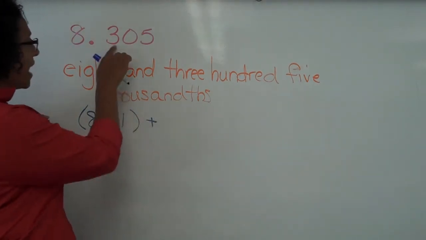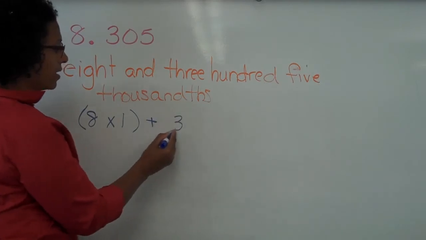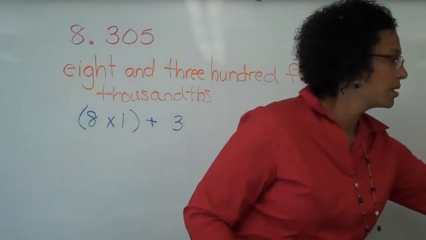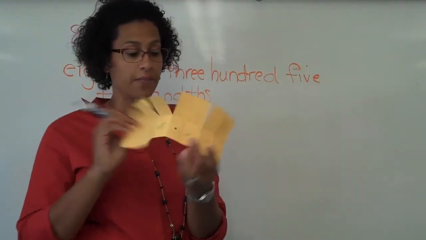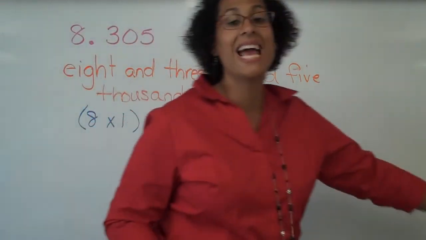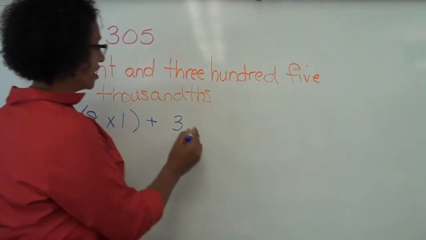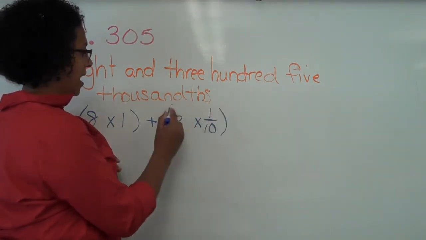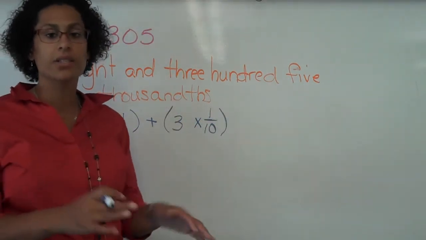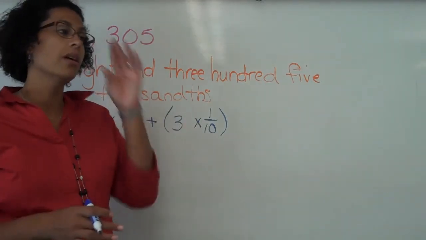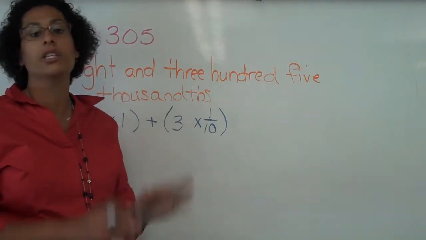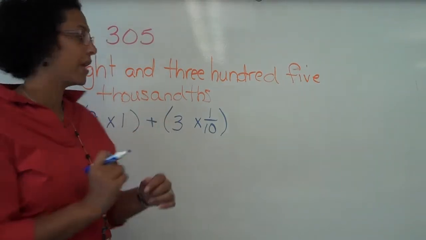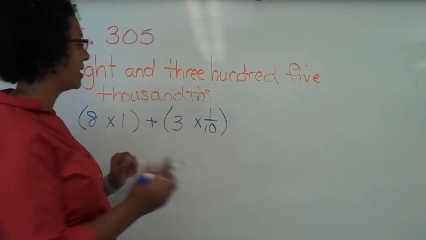Now, we have this 3. So this is where this is going to come in handy. So my 3 falls in the tenths place. So I'm going to multiply that by a tenth. And again, I'm putting parentheses. The parentheses are to separate things from each other. If you remember your order of operations, you need to have parentheses to group things together. So that's why I'm grouping this together.